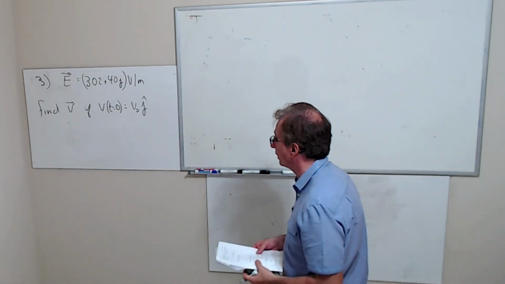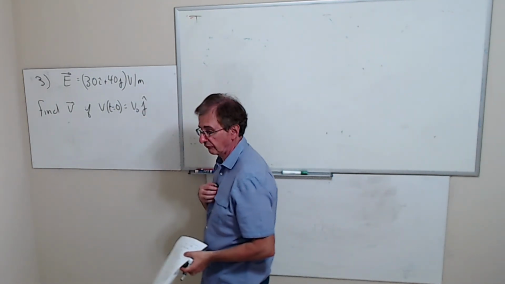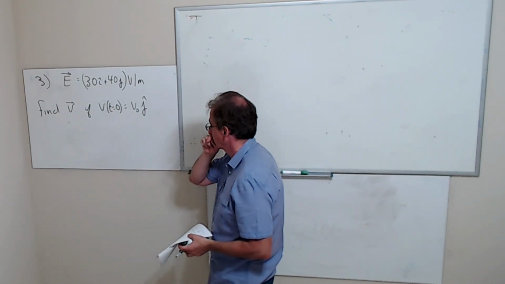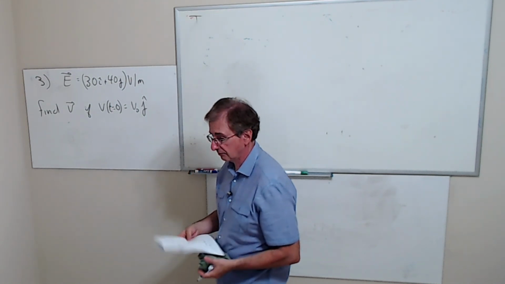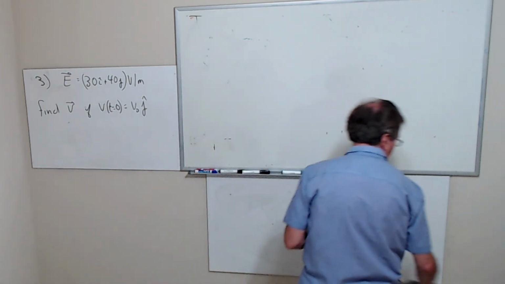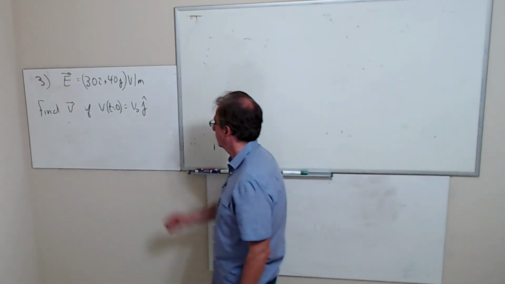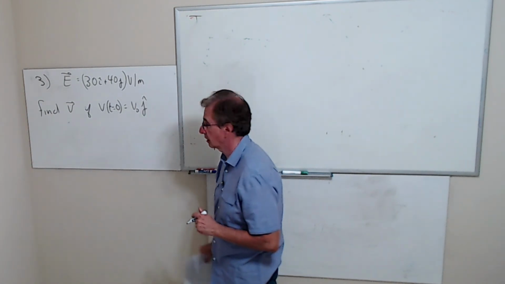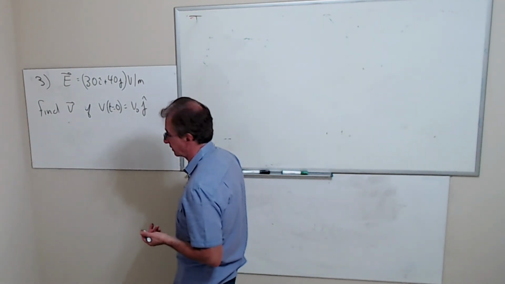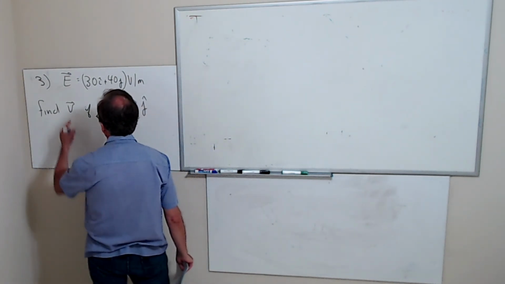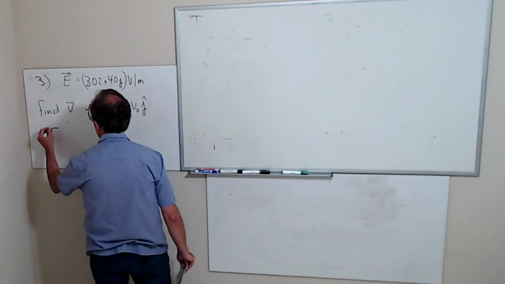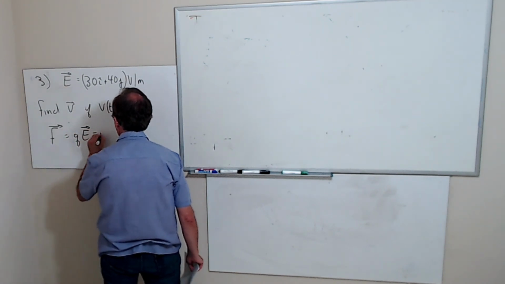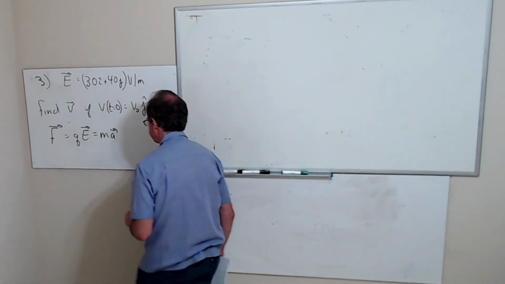All right, number 3, we had a particle in an electric field, and we had to find the velocity as a function of time if we're given the initial velocity and the mass of the object is m. So first of all, I got to find the acceleration of this thing. First we got to find the force to find the acceleration. We use Newton's second law.